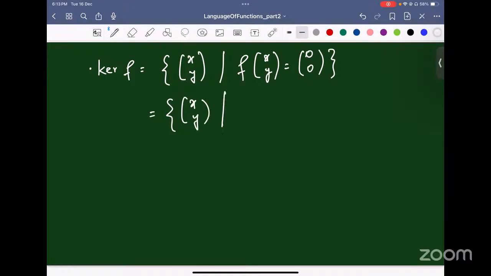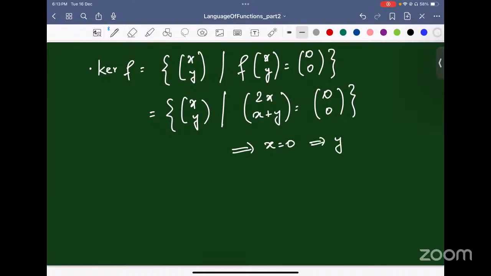So let's parse this condition. F of (x, y) is (2x, x plus y) equal to the 0 vector. This implies x must be 0, and then that would imply y must be 0. So the condition that f(x, y) is 0 implies that both x and y must be 0. So the only element in the kernel of f is the 0 vector. Therefore f is injective.